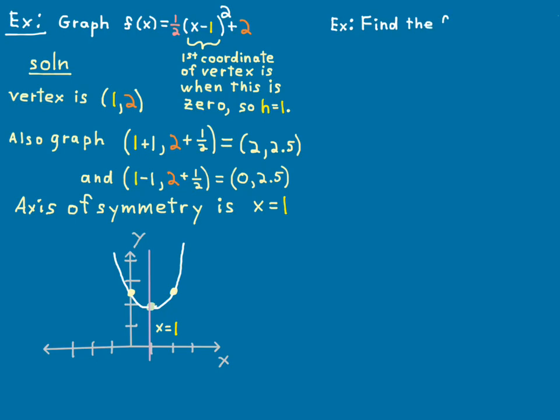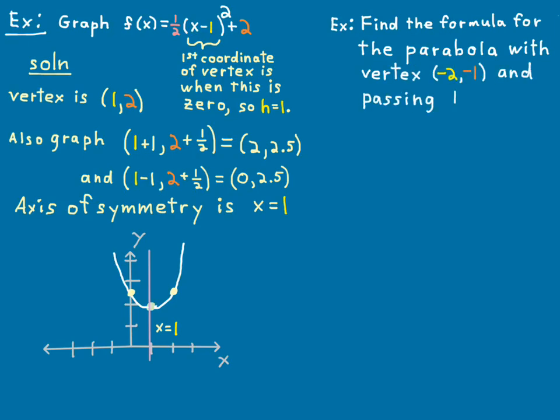Okay, let's try another example. Find the formula. This is different. It's kind of backwards in a sense. Find the formula for the parabola with a vertex at (-2, -1), and passing through the point (-4, -2). Okay, so the (-4, -2) is what we would call a constraint. So it'll kind of tell us how fat the thing is eventually. But you'll see the way I do this.